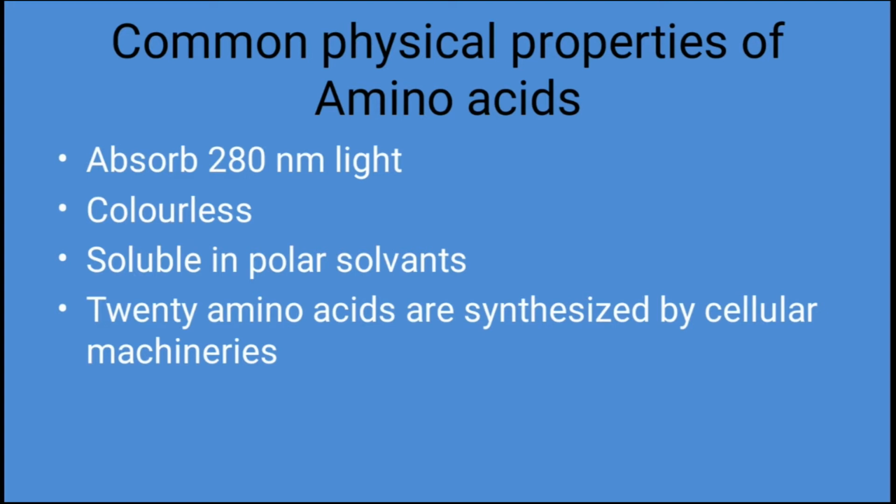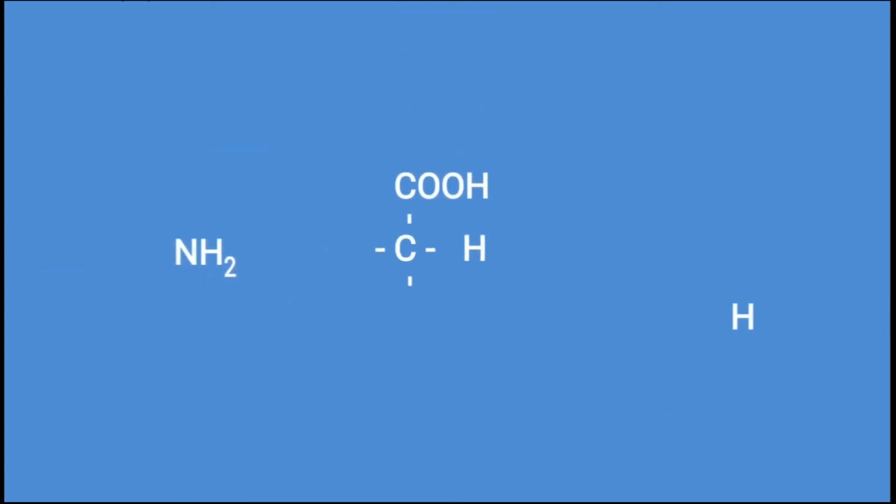Now we will see the general characteristics. The amino acids absorb 280 nanometer UV light, so this wavelength is used to quantify proteins, and they exist as colorless in solution and are soluble in polar solvents, and the 20 amino acids are synthesized by cellular machineries. Now we will see the structure of the 20 amino acids one by one.